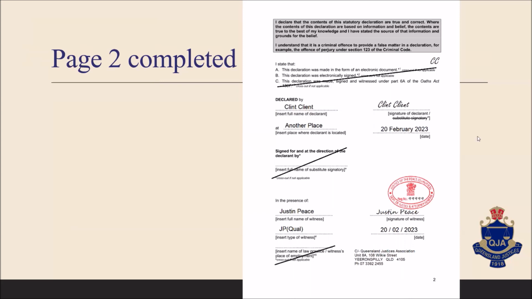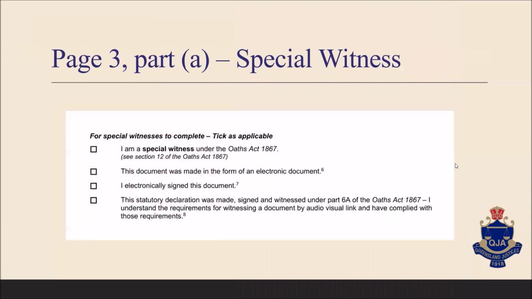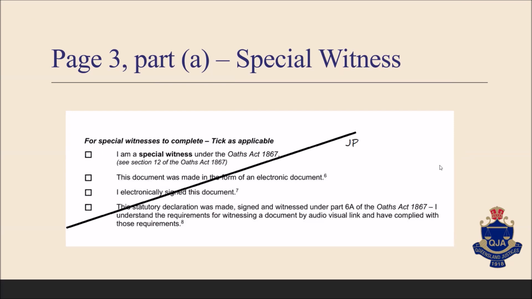Moving along to page 3. Page 3 comprises 3 parts labelled A, B, and C. Part A is for the special witness statements. If the declaration is witnessed electronically, these checkboxes should be marked, and this page must be retained with the completed declaration. If it's witnessed physically and page 3 forms part of the completed document, this part should be crossed out something like this.